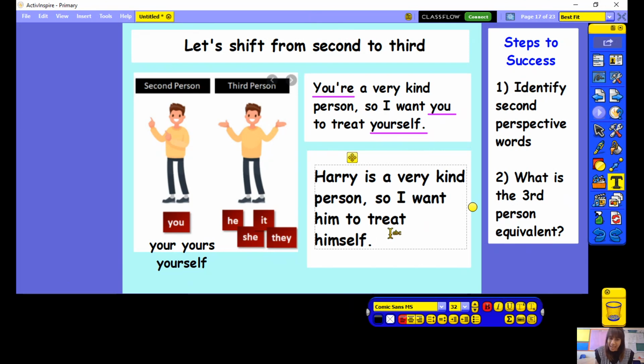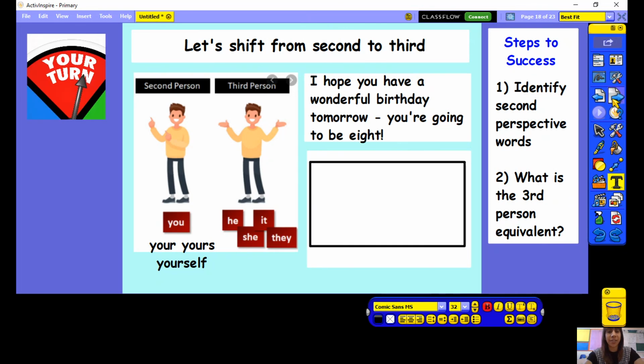But I can see there that I've used "I", which is the first person. So maybe I will make it even more third person and say "they". Harry is a very kind person, so they want him to treat himself. Again, I'm no longer talking to somebody, I'm talking about somebody. Right, that's enough of me. Let's see if you can do the same.